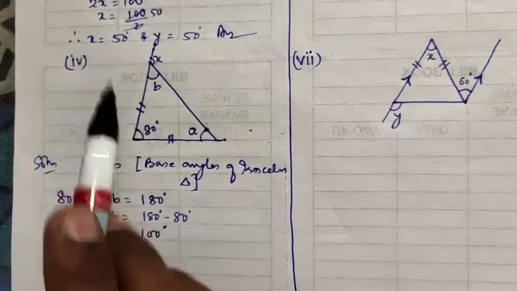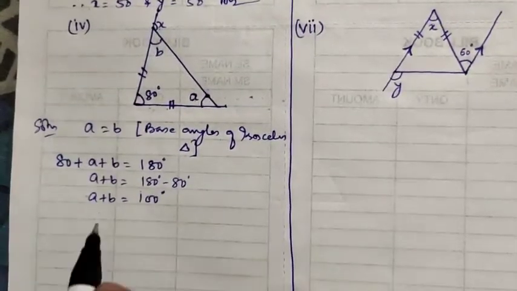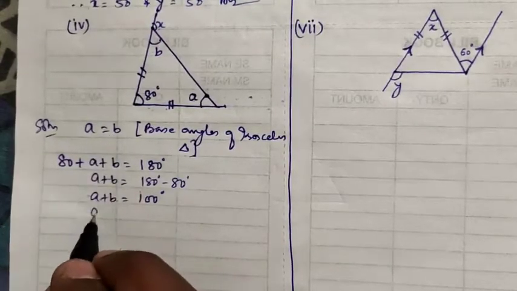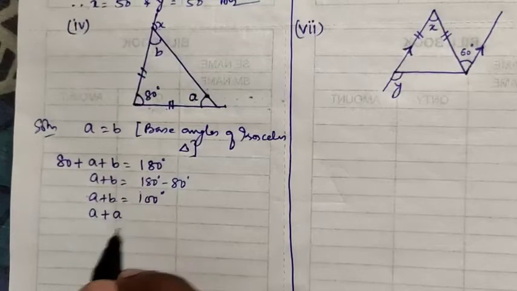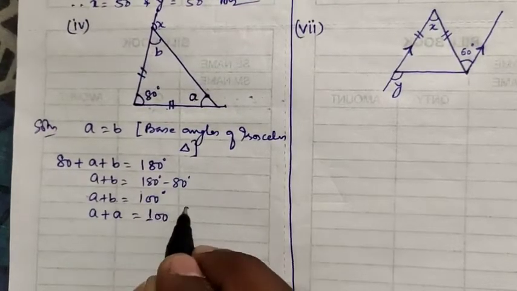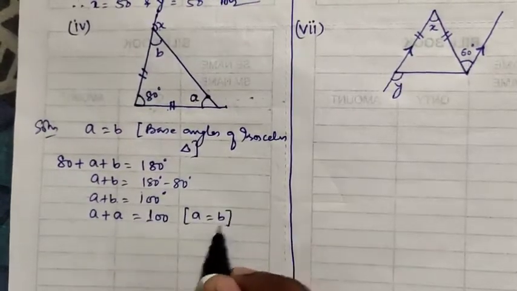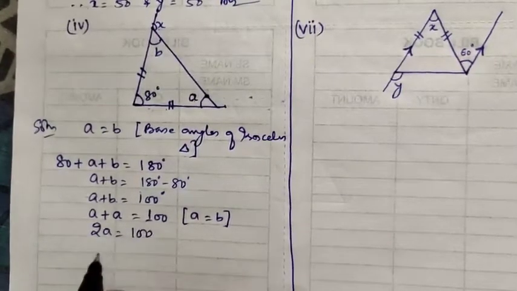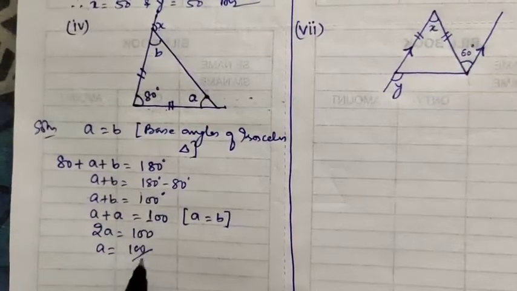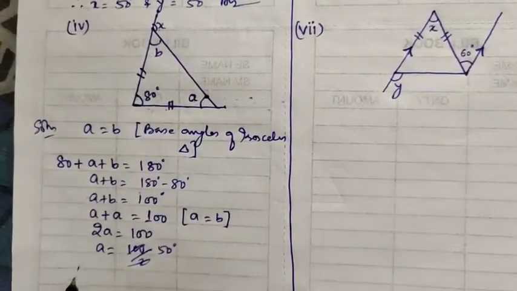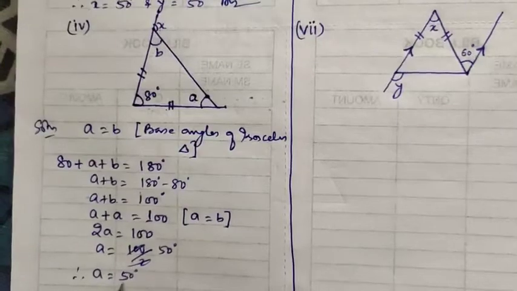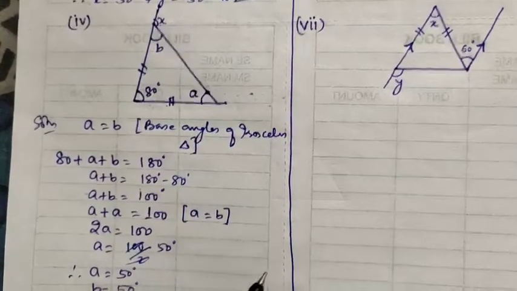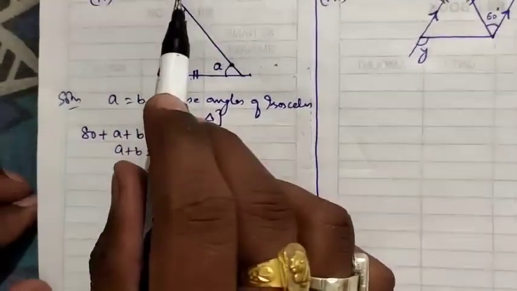It is the same question which we did in question number 1, the same process. Since A and B are both equal, we will replace one value. Let us replace B by A. In place of B we write A, so that we can calculate the value of A. A plus A, 2A is equal to 100. A is equal to 100 by 2, 50 degree. It means A is equal to 50 degree, then B will also be equal to 50 degree, since A and B are equal. Now we have to calculate the value of x.